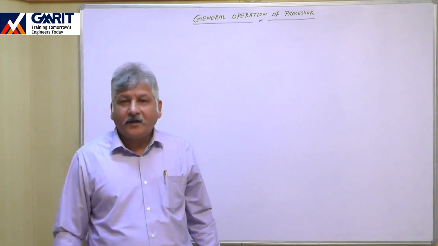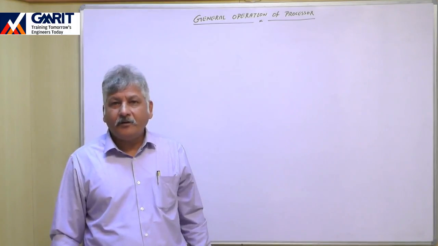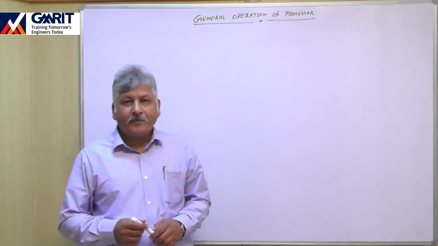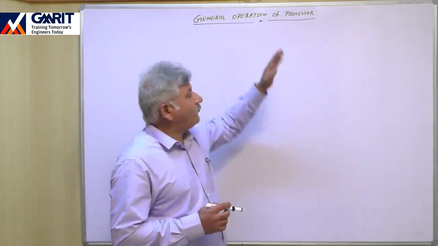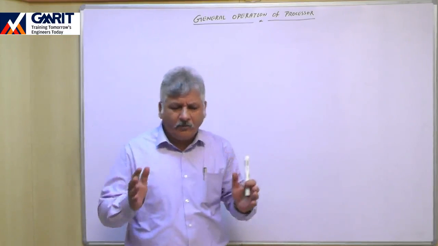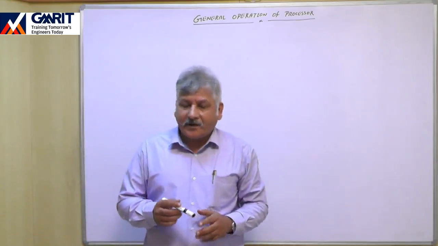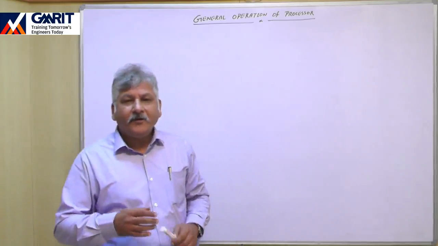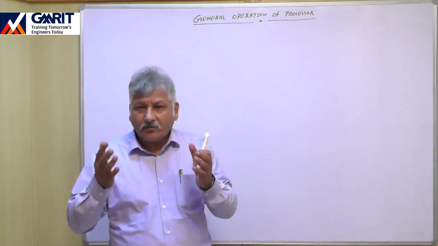So in the last lecture we discussed how to interface a memory with a processor and how to assign the addresses. In today's lecture we will discuss the general operation of a processor, how a processor operates. Already we discussed that inside a central processing unit there are general purpose registers where we can store the data.